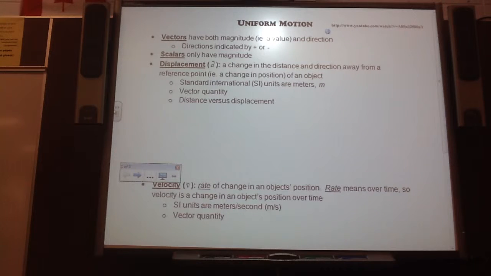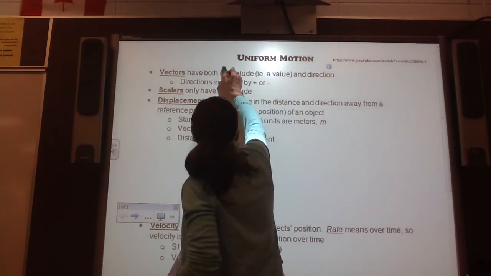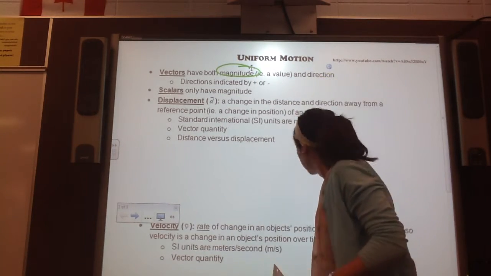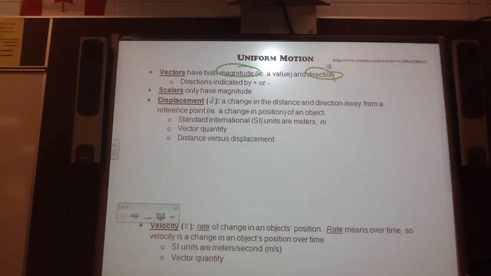So vectors have both magnitude and direction. You could write that at the end, if you wanted to. Magnitude and direction, or direction and magnitude, whichever way to do it, okay? Direction is indicated by a positive or a negative. Scalars only have magnitude.